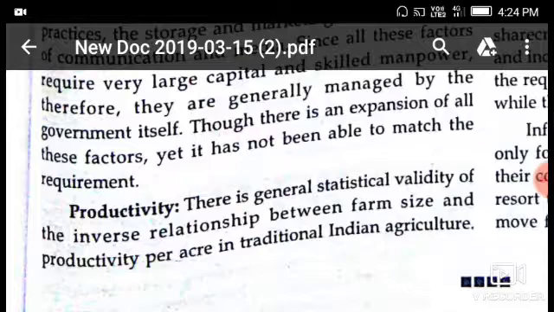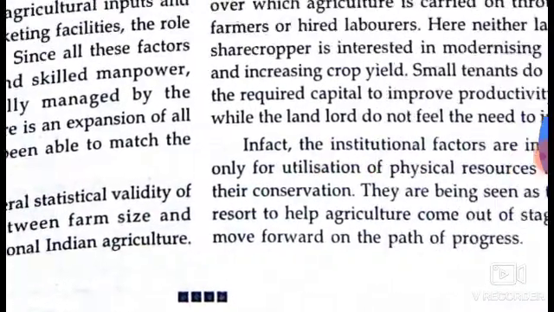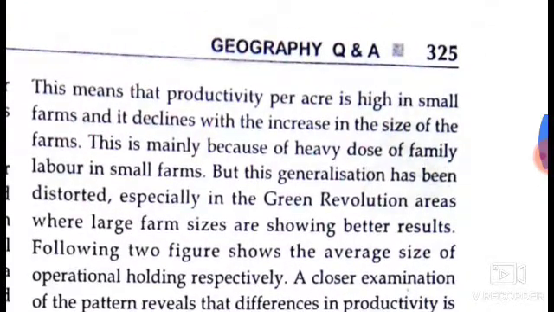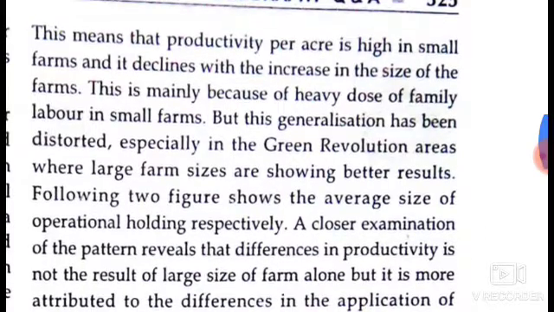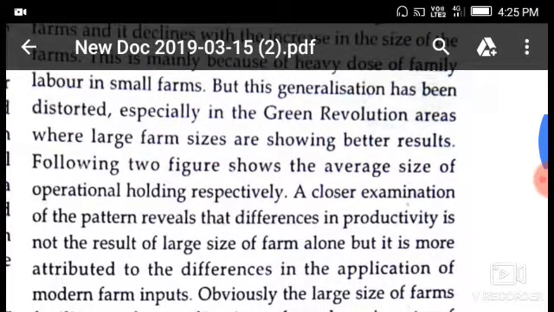There is a general statistical validity of an inverse relationship between farm size and productivity per acre in traditional Indian agriculture. This means that productivity per acre is high in small farms and it declines with the increase in the size of the farm. This is mainly because of the heavy dose of family labor in small farms. But this generalization has been distorted, especially in the green revolution areas where large farm sizes are showing better results.